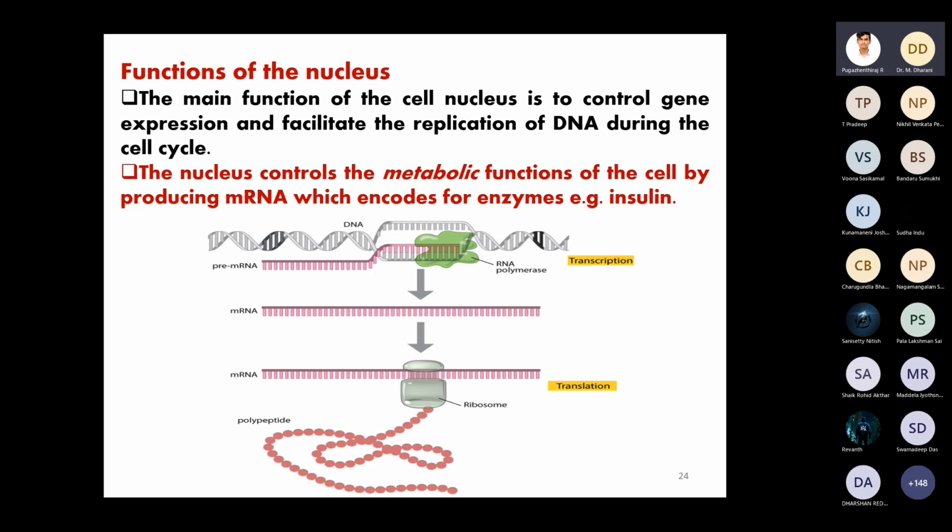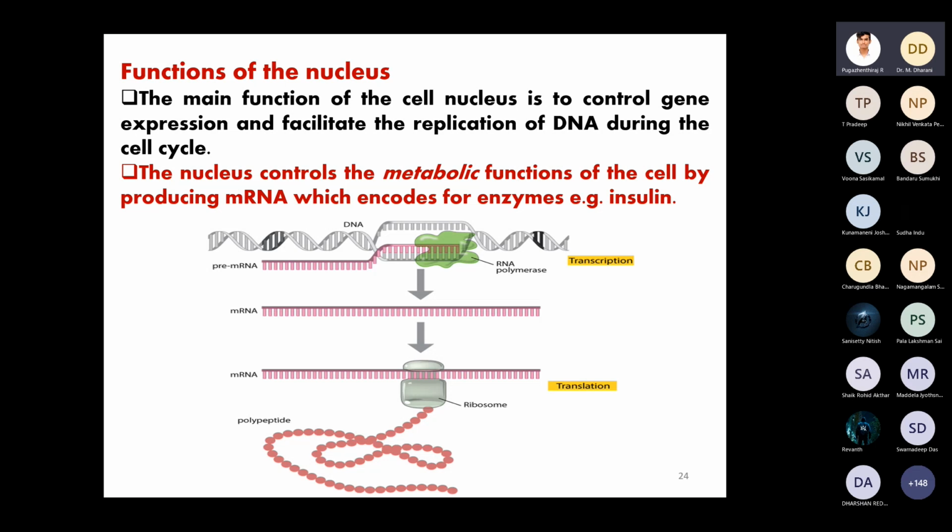In the nucleus, whichever DNA has the code to produce insulin, that particular DNA will start getting replicated. So what is meant by replication? This DNA, which has a double strand, will be broken down by means of RNA polymerase, and a copy of this DNA will get produced. That is what is called replication.